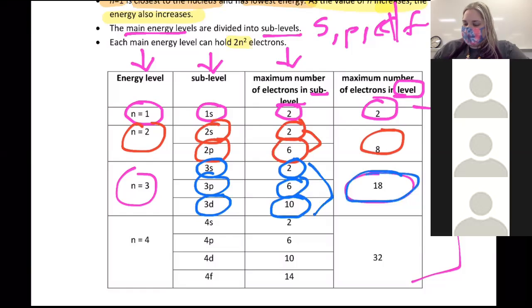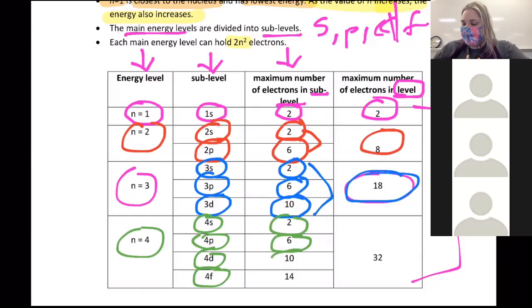And then the last one that we need to know for IB is the 4th energy level. It's got 1 of each. It's got an S, a P, a D, and then it also has an F. So I can see again, the S is 2, the P is 6, the D is 10. The F sublevel can hold up to 14. So when I add those, that's where I get a total of 32 for the whole entire 4th energy level.